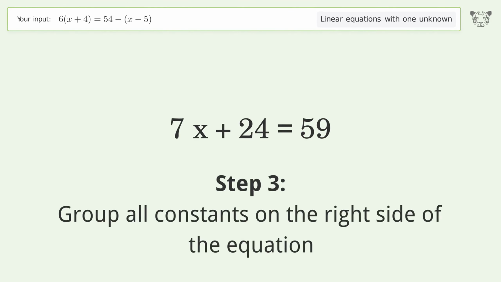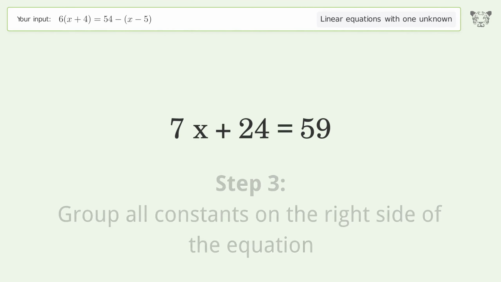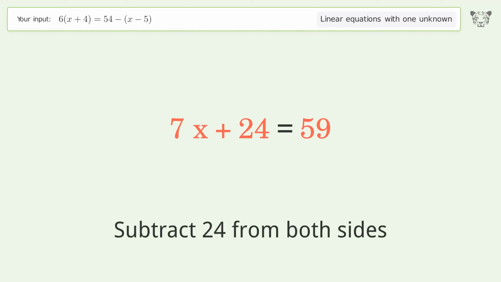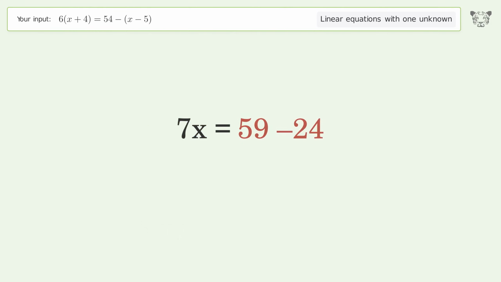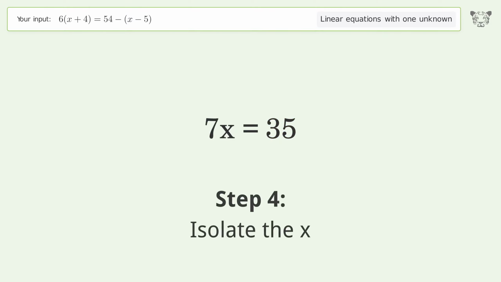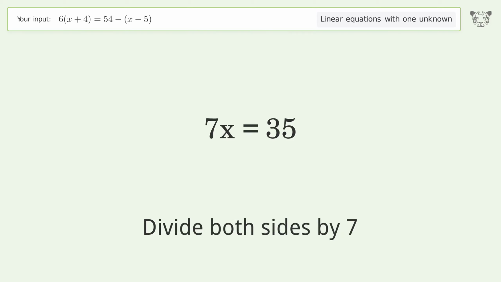Group all constants on the right side of the equation. Subtract 24 from both sides. Simplify the arithmetic. Isolate the x. Divide both sides by 7.